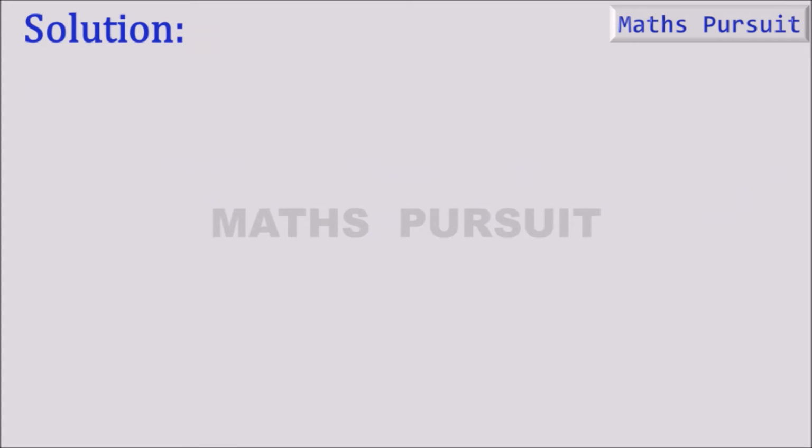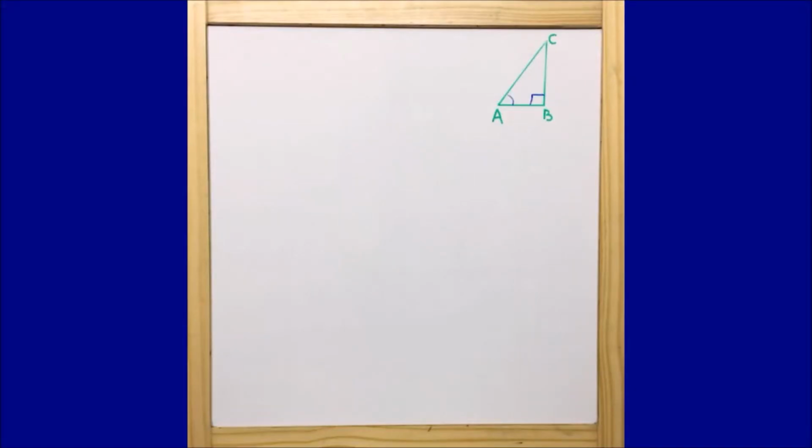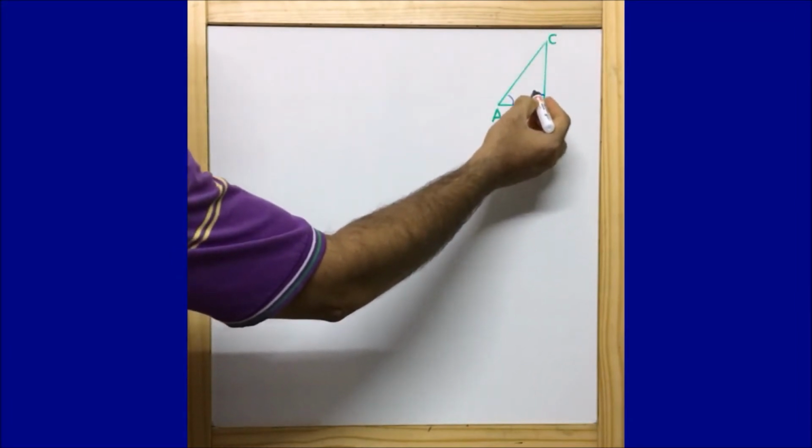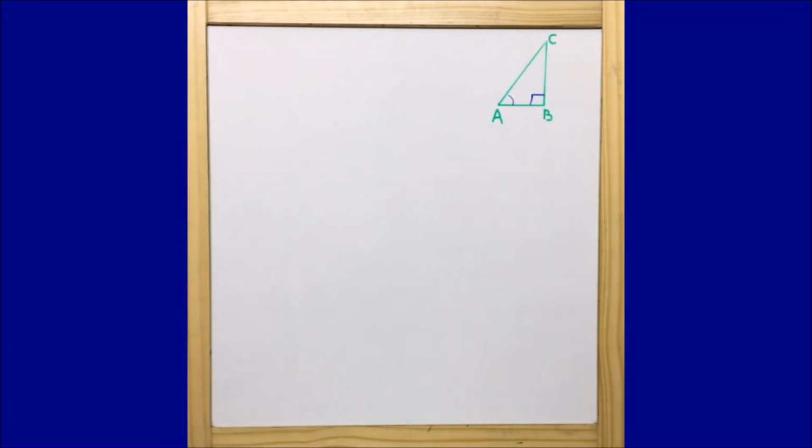Moving on to the solution. In the question it is given that in a right triangle ABC, right angled at B, if tan A is equal to 1, then verify that 2 sin A into cos A is equal to 1. The question looks very simple and straightforward. Let's see how to proceed. As per the question, we have drawn a triangle ABC, right angled at B, and the other thing they have given is tan A is equal to 1.